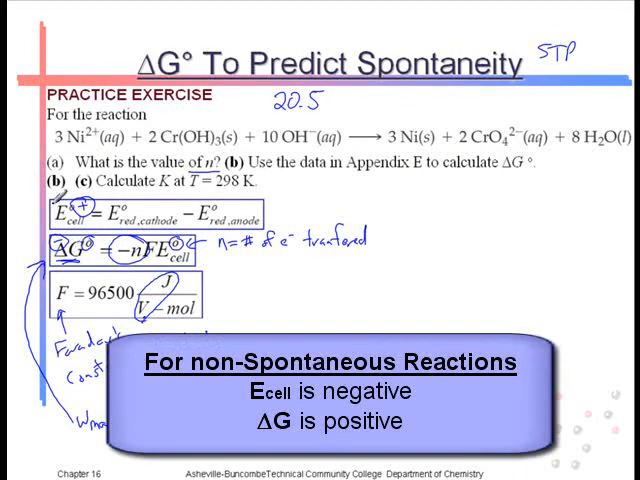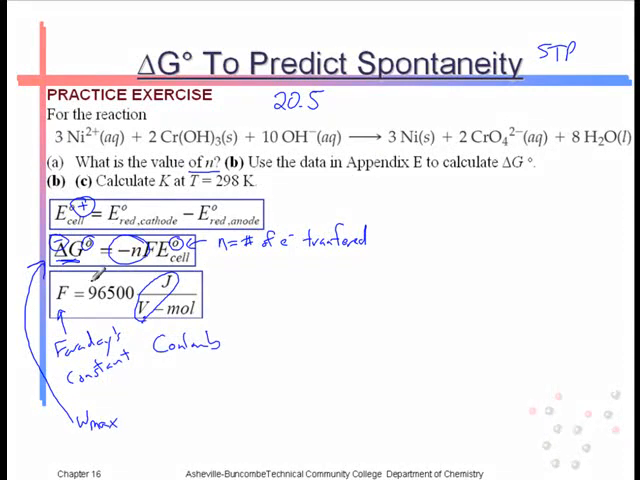And so the EMF of the cell and the delta G, the thermodynamic parameter from chapter 19, are in agreement, both telling us that this reaction as written is a non-spontaneous process. Now, to calculate delta G, you're really just plugging and chugging here. 6 electrons. Faraday's constant would be inserted here, and then the voltage for the reaction as written is 0.15.